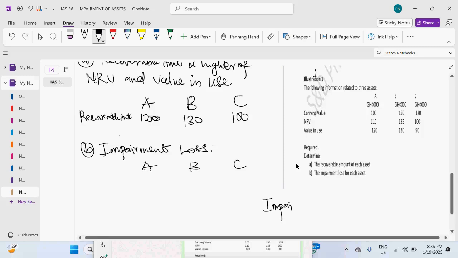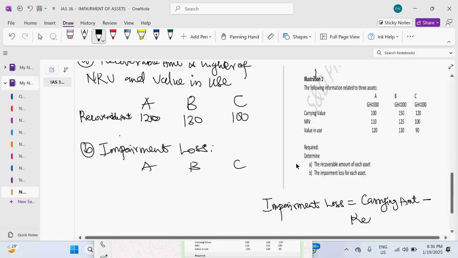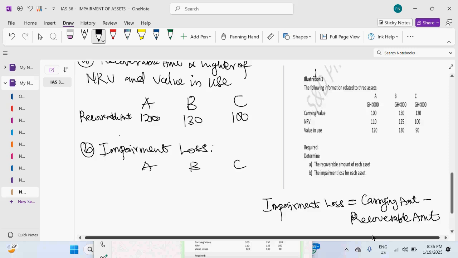How do we get impairment loss in the first place? The impairment loss is carrying amount minus the recoverable amount. If the carrying amount is higher than the recoverable amount, then there should be impairment loss. If the recoverable amount is more than the carrying amount, there is no impairment loss. There is nothing like impairment gain.